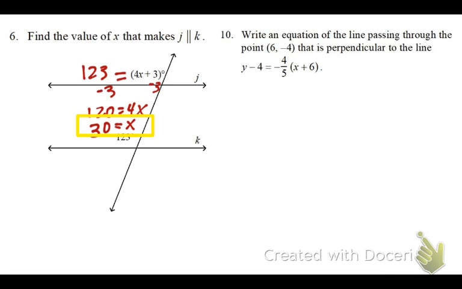Write an equation of the line passing through the point (6, -4), that is perpendicular to the line y minus 4 equals negative 4 over 5 times x plus 6. So what is the most important word here? Perpendicular. So Fred, what is the slope of my old line?